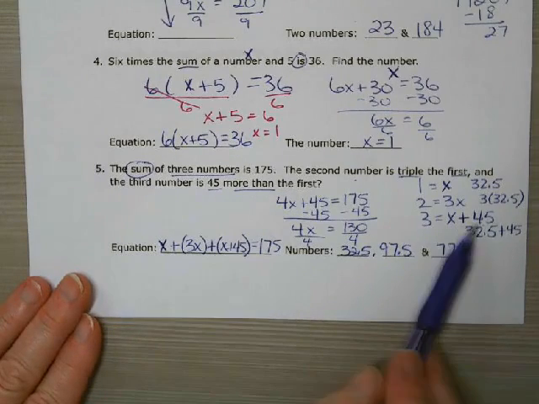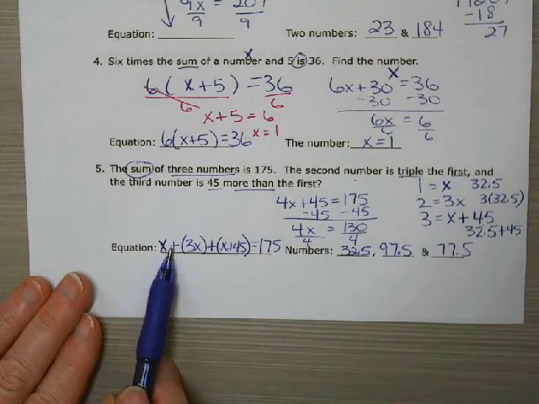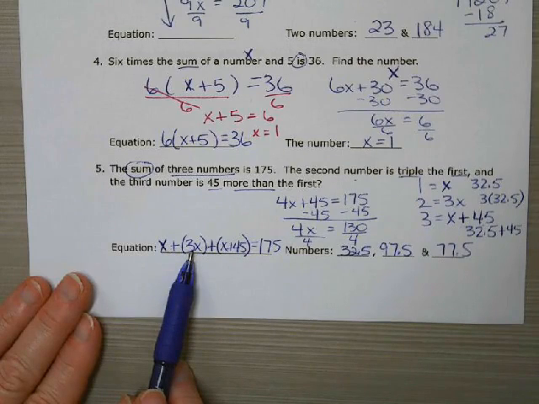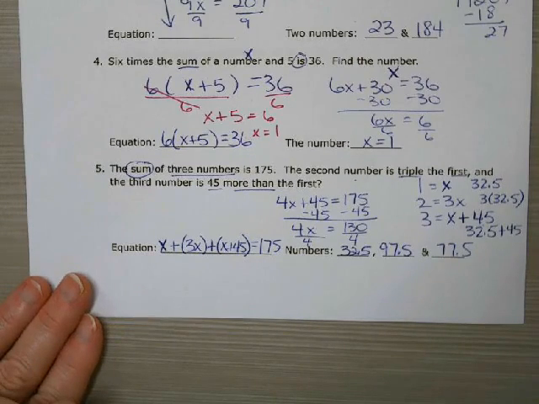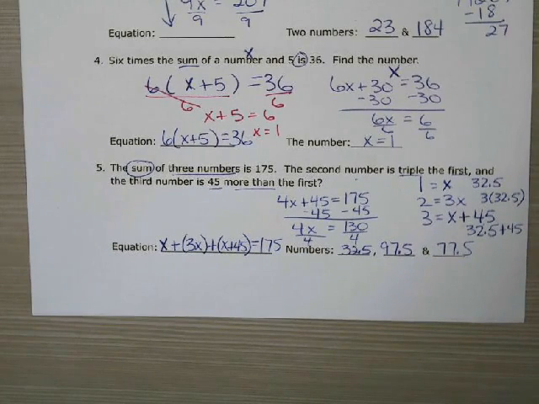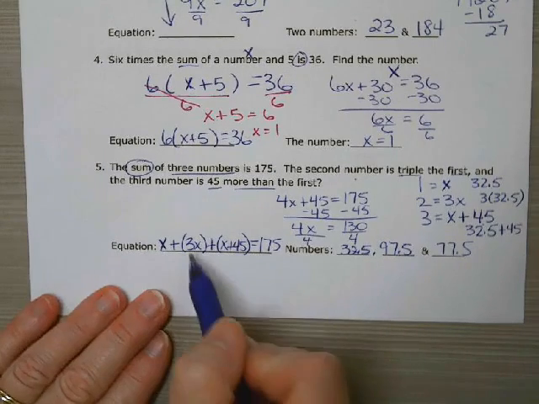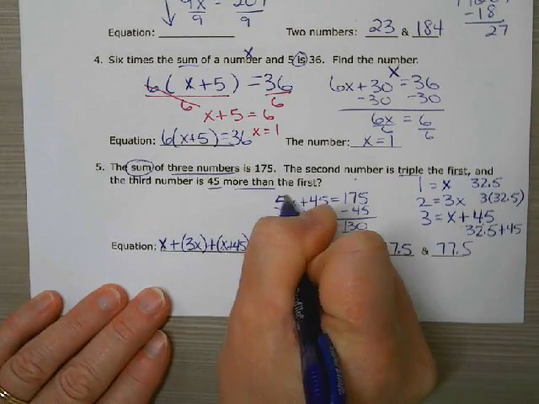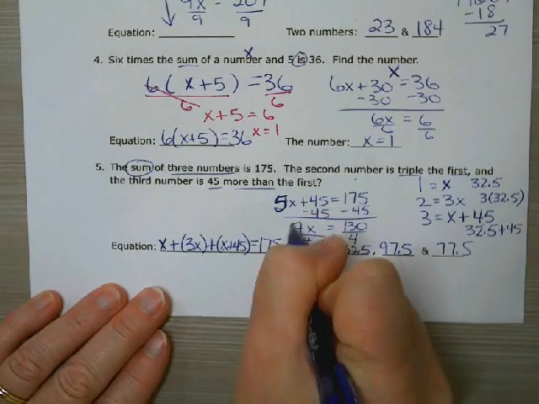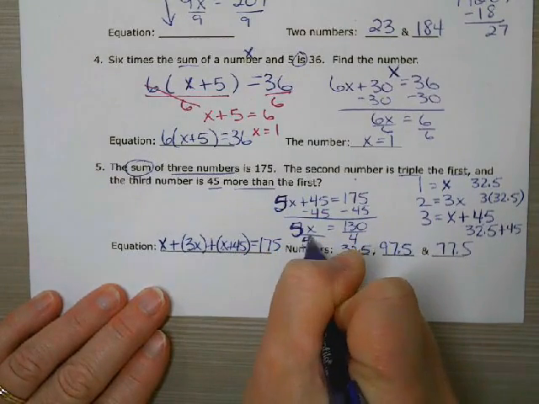So I'm adding that 45. So I have an x plus a 3x plus a 45. Okay, I see my mistake now. 3, 4, 5. This should be a 5. So this should be a 5. So then I'm dividing by 5.